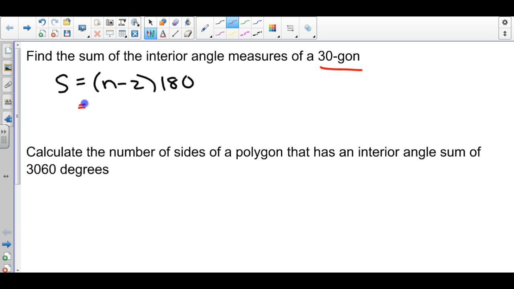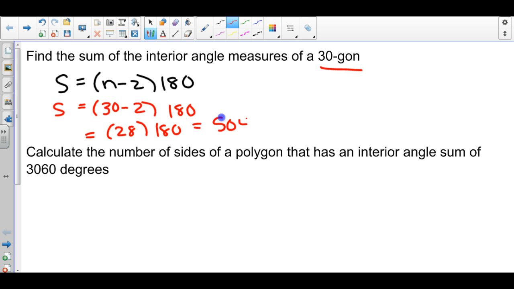In this case, we're going to use the sum of a 30-gon, so a 30-sided figure. I'm going to do 30 minus 2 times 180, so that simplifies to 28 times 180. In the calculator, I end up with a total of 5,040 degrees. So if you drew a 30-sided closed figure and brought a protractor out and added up all the measures of the angles, you would get 5,040.